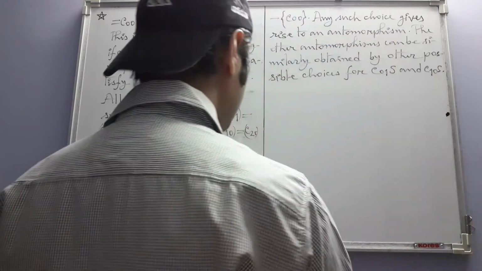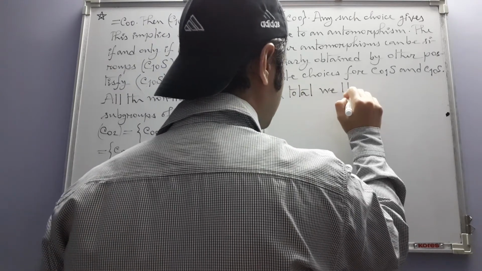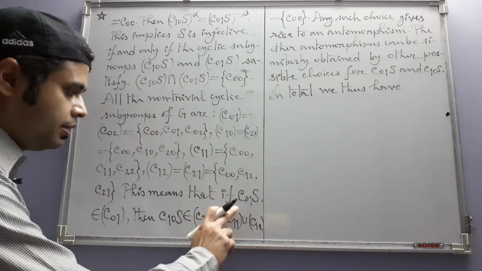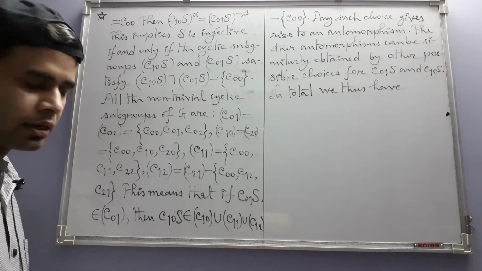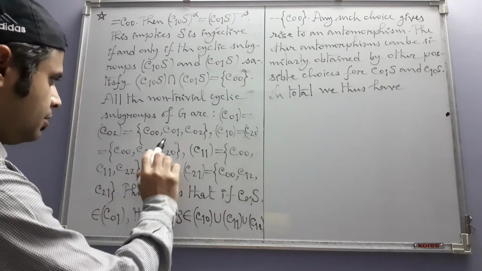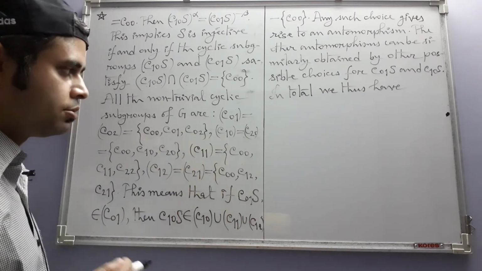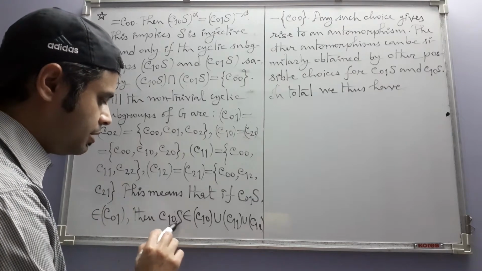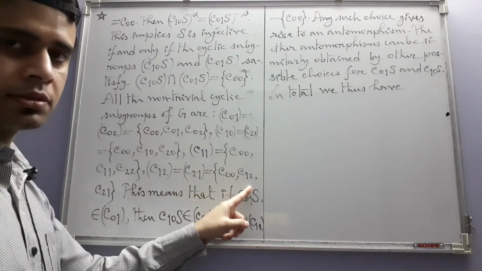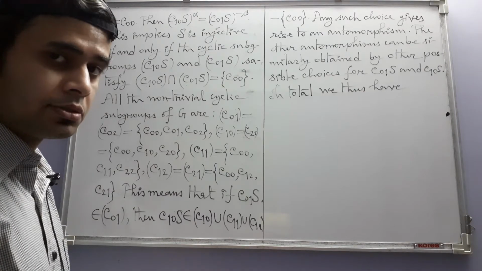And that's why in total we thus have, now that we see how we are choosing things, the number comes out. How many choices are there for C01S here in this way? 2. So C01S can be chosen in 2 ways. Corresponding to that, C10S can be chosen in how many ways? 1, 2, 3, 4, 5, 6. So C01S and C10S together can be chosen in 2 times 6 ways.